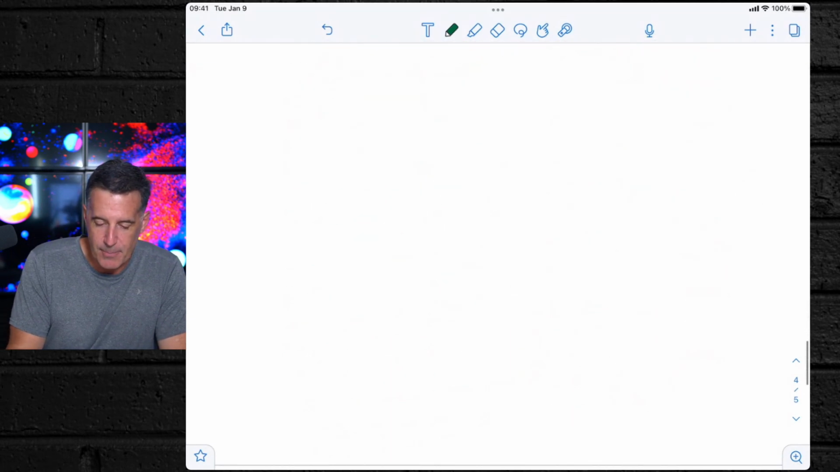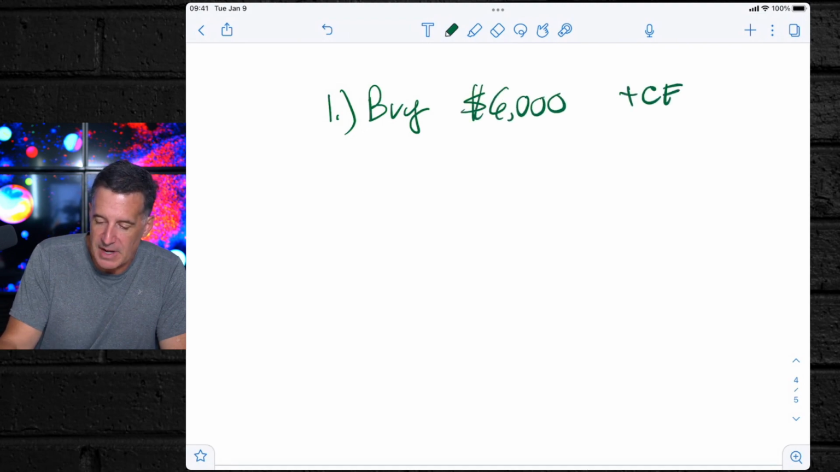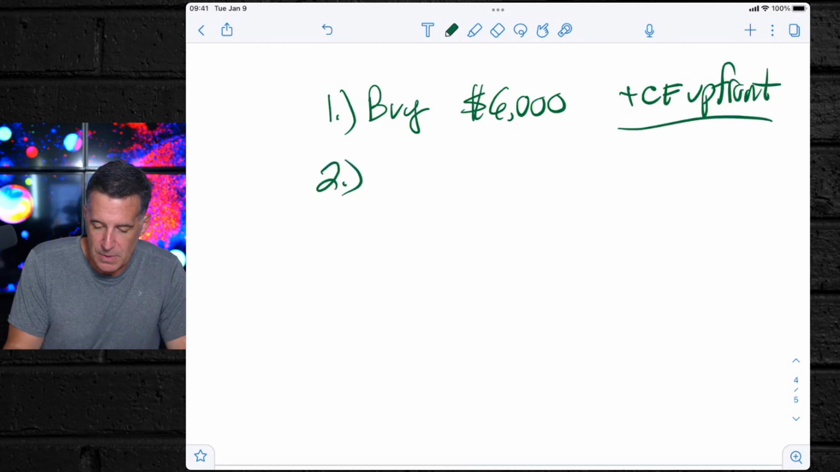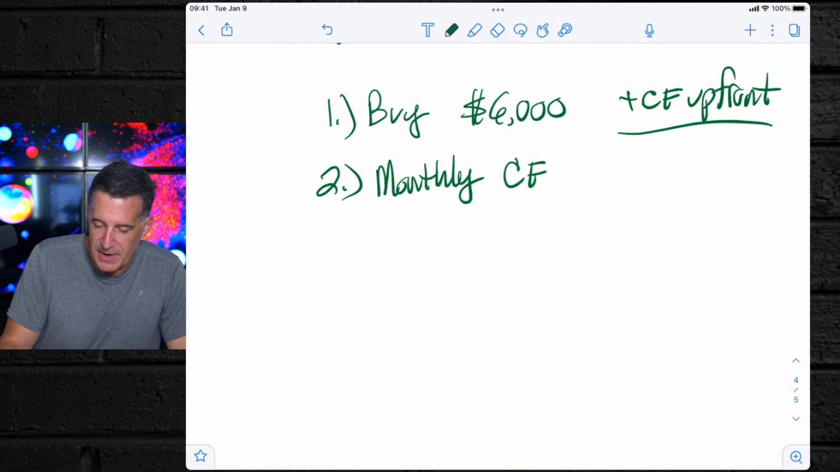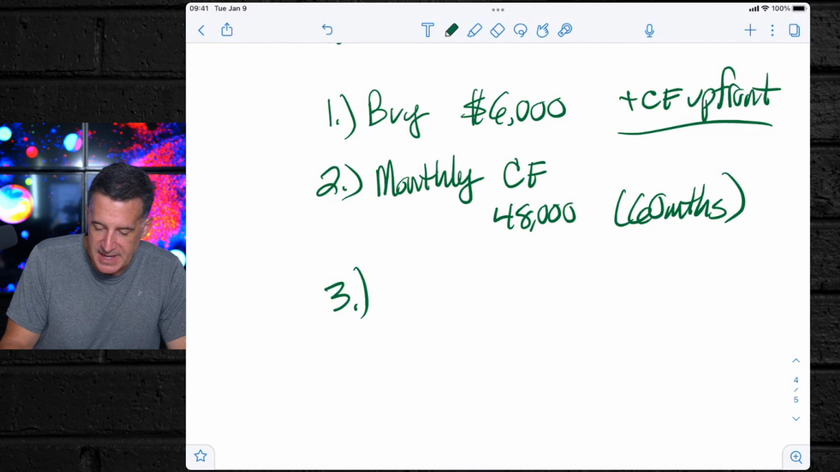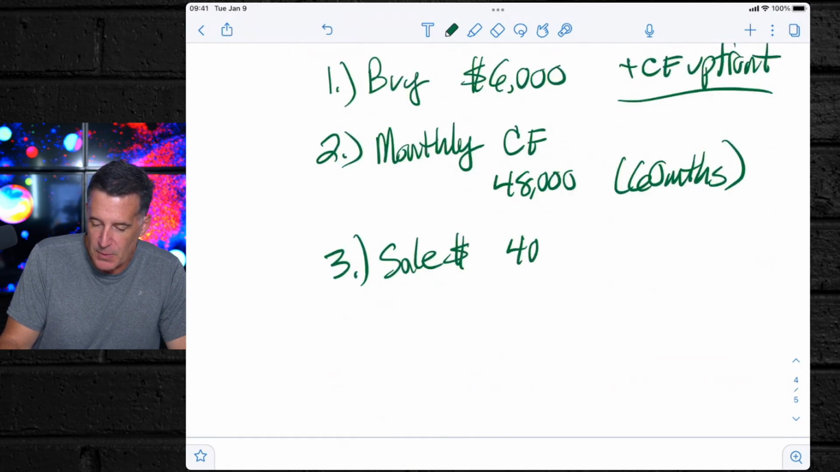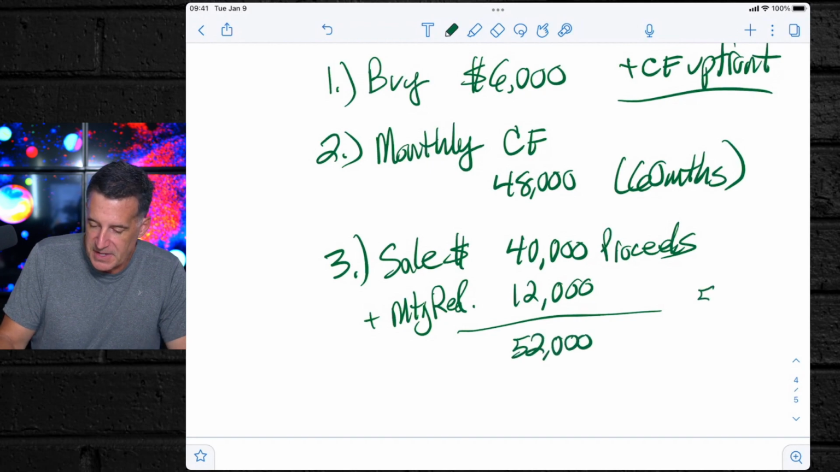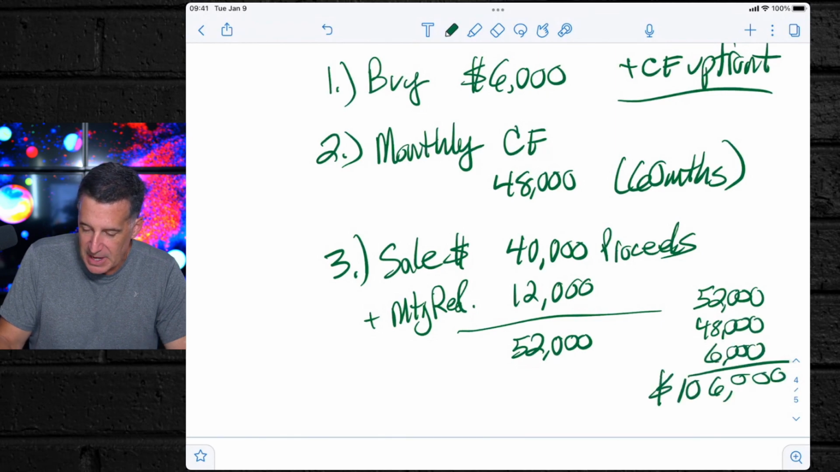In the beginning, step 1 on the buy, I put $6,000. And guys, positive cash flow up front is a huge win. It keeps you out of trouble in subject twos. Number 2, the monthly cash flow, we figured at $48,000 over 60 months. And then 3, on the sale price, we basically pocketed 40 grand on the sale proceeds. And then we added, with mortgage reduction, another $12,000. So this was 52,000. So here we go, guys. 52,000 plus 48,000 plus 6,000, $106,000.